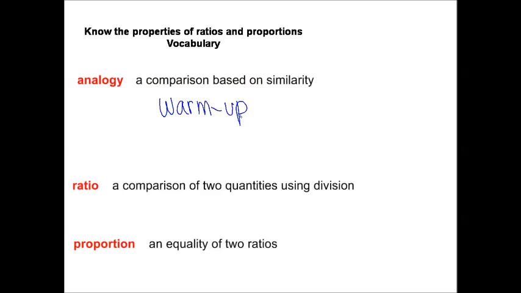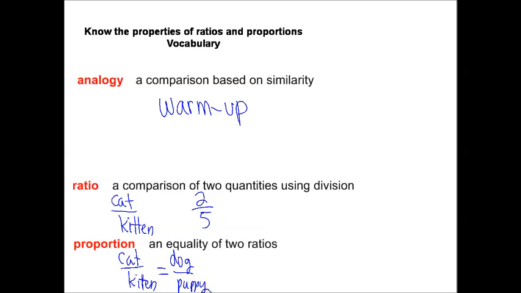Okay, so if we were to take cat is to kitten, that would be our word ratio. Of course, we use numbers, two quantities. And the proportion is where you make the ratios equal. Cat is to kitten, kitten has two T's in it, as dog is to puppy. Okay, so that's our word analogy.